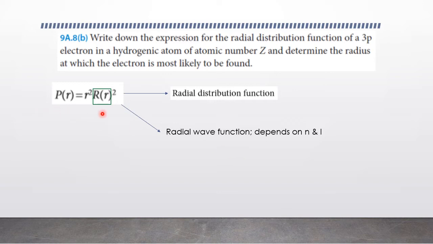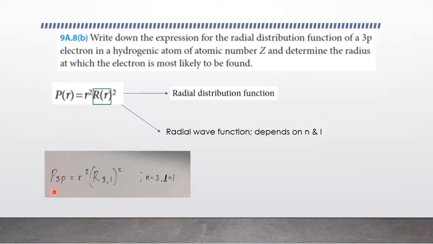So we can rewrite this equation, based on the problem, as P sub 3p, because we're looking for the 3p orbital, is equal to r squared times R sub n L squared. And n in this case is equal to 3, as given in the problem, and L is equal to 1 because we're looking at the p orbital. If it is the s orbital, L is equal to 0. If it is the d orbital, L is equal to 2. And if it's the f orbital, L is equal to 3.